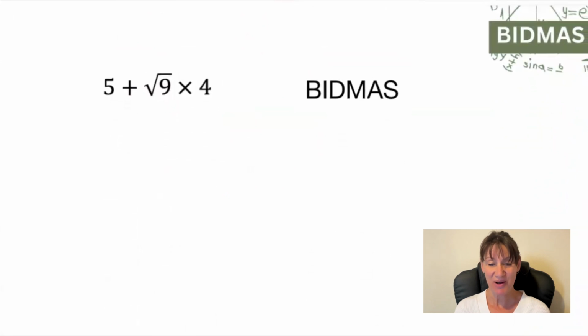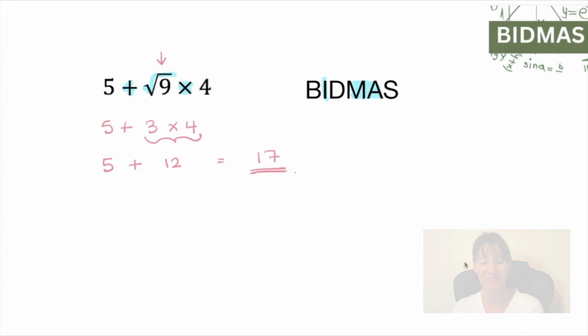Okay, the last question. We've got an add, a root, and a times. So remember that a root links to the I. It's the inverse of a power. Highlight everything into your Bidmas word, and we have to do our root first. So the square root of 9 is 3, giving us 5 plus 3 times 4. I've kept it in the middle. Next is our multiply. So 3 times 4 is 12. Keep it in its position, and then 5 plus 12 is 17.